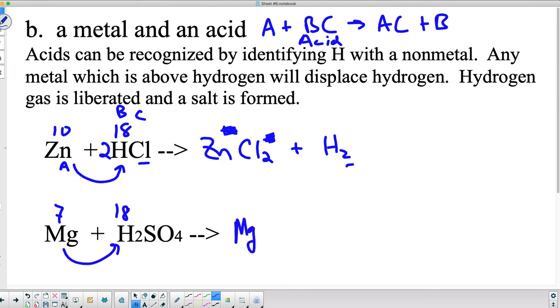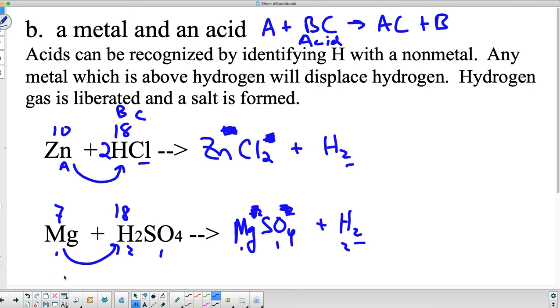So Mg has a +2 because it's in the second group, and they all have a +2. SO4 has a -2, and then hydrogen's by itself, but because of Brinkelhoff, I put the 2 there. These +2 and -2 cancel, so that's all I have to do for that. And then I check to see if I got 1 magnesium, 2 hydrogens, 1 SO4, and 1 SO4. So that's balanced.